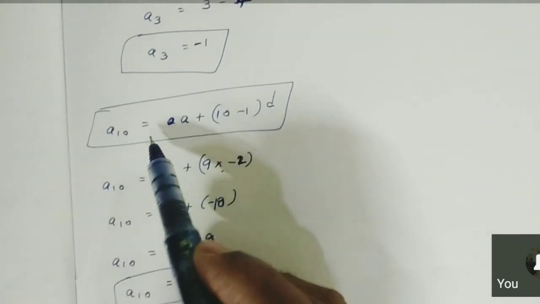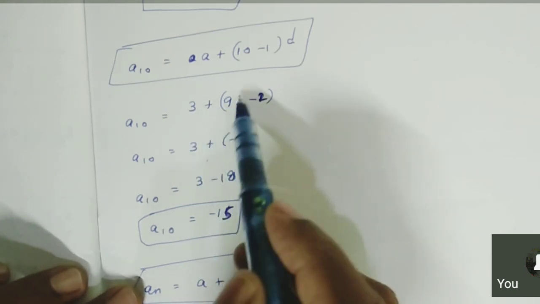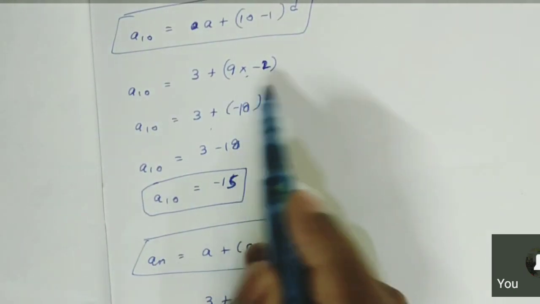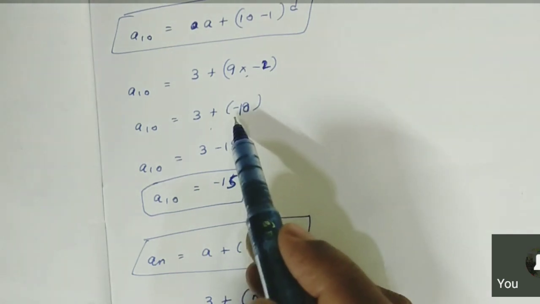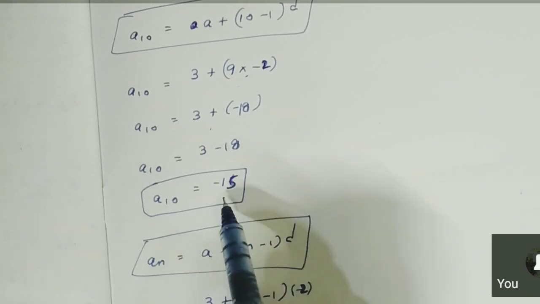Now we can find A10. A10 is also A plus 10 minus 1 into D. So A10 is equal to 3 plus 9, 10 minus 1 is 9, 9 into minus 2. Then A10 is equal to 3 plus 9 into minus 2, that is minus 18. So A10 is equal to 3 minus 18, which becomes minus 15.